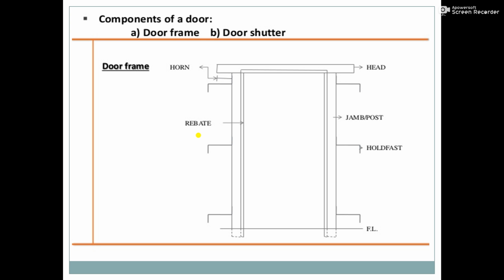Now the next, that is the components of the door. Okay, so there are two main components of the door. One is the door frame, and second is the door shutter. Okay, first we will see the door frame.